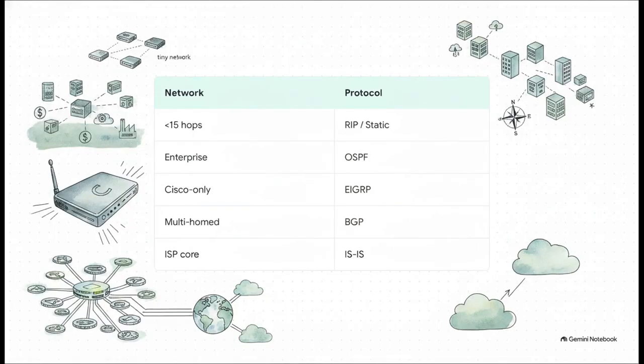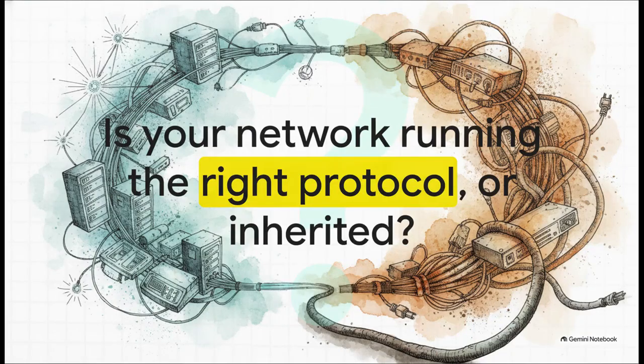So this matrix right here is basically your definitive cheat sheet. If you have a tiny network with just a few routers, static routes or RIP will totally suffice. For standard mixed vendor enterprises up to around 500 routers, OSPF is your gold standard. If you are a Cisco exclusive shop, EIGRP is going to give you incredible performance. The moment you are multi-homed to the internet, you are graduating to BGP. And if you happen to be building an ISP backbone with hundreds or thousands of routers, IS-IS is definitely the tool for the job. Which brings us to the end of our explainer on Chapter 15.